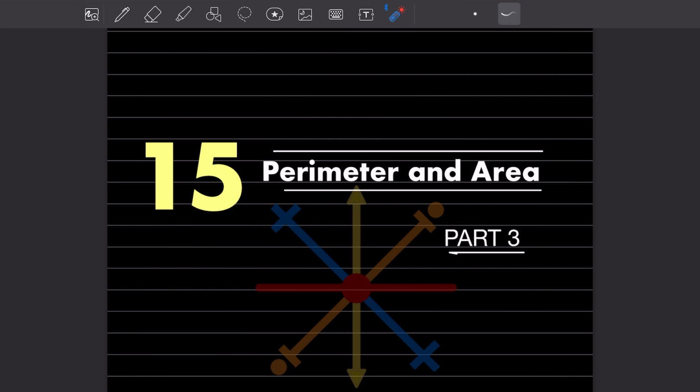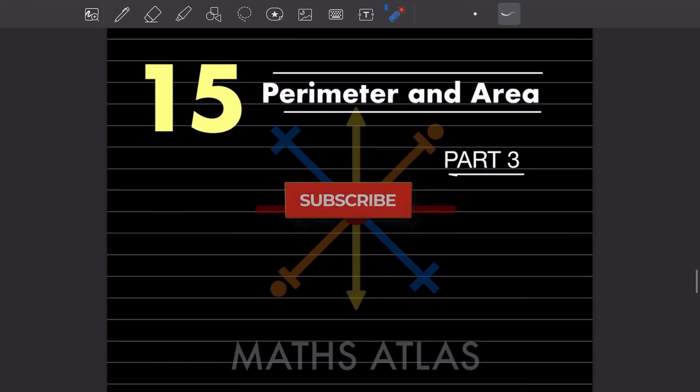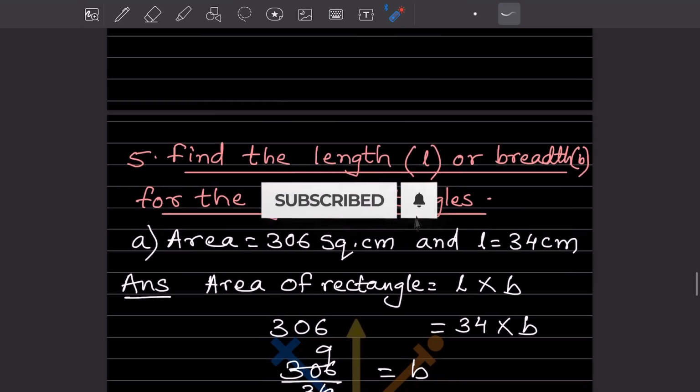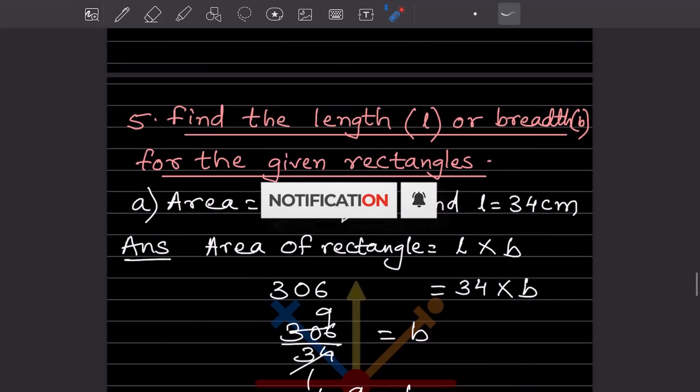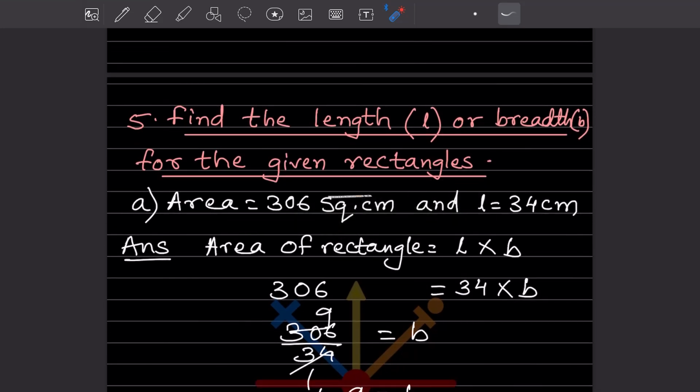So this is the third part of the chapter perimeter and area. Some questions we have already done in the previous video. You can go to it. So we'll start from question number 5. Up to 4th we have already done.